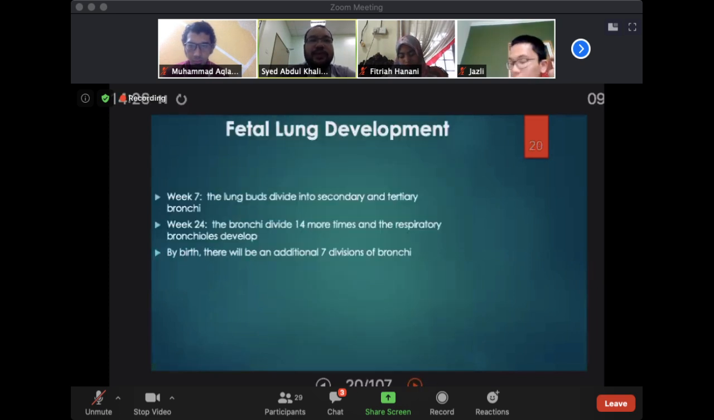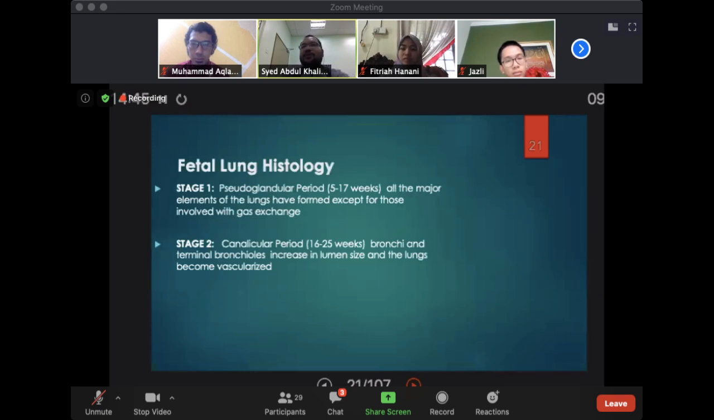By week 7, the lung buds divide into secondary and tertiary bronchi. By week 24, the bronchi divide 14 more times, and the respiratory bronchiole starts to develop. And by birth, there will be an additional 7 divisions of bronchi. When does the fetal lung complete development? In a human, when does the lung complete development? 13 years of age. Yes, up to 13 years of age, because it takes time. Sometimes our lung before 13 years is not fully developed yet. So this is an ongoing process.